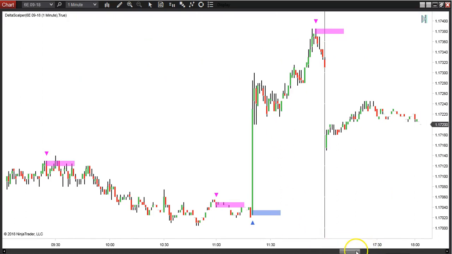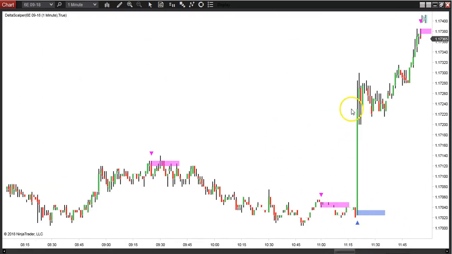That big bar there. Me, I tend to stay away from these types of bars. But even if you said, holy moly, I gotta get in, you got in here at 26, took a little bit of heat down here at 20. You could have ridden it up here to where it gave a sell signal at 36.